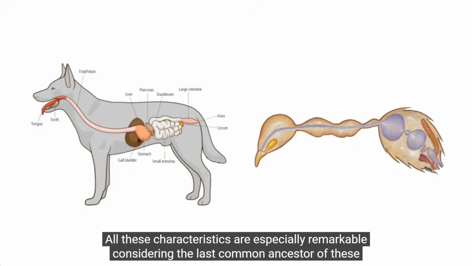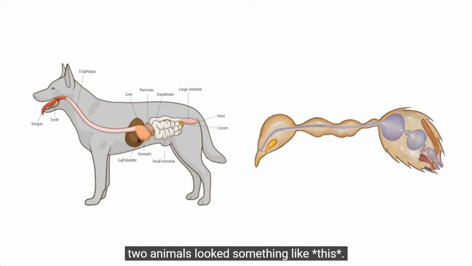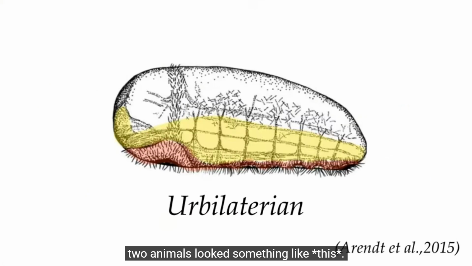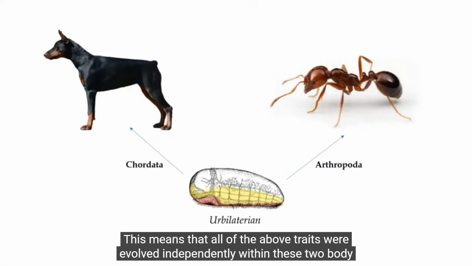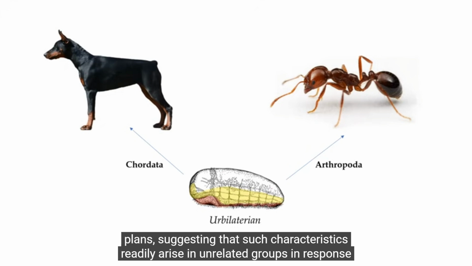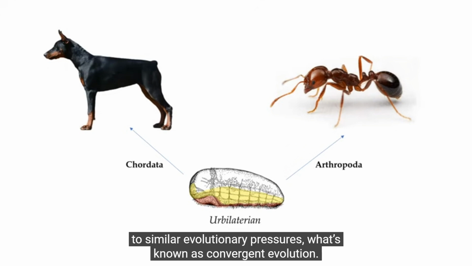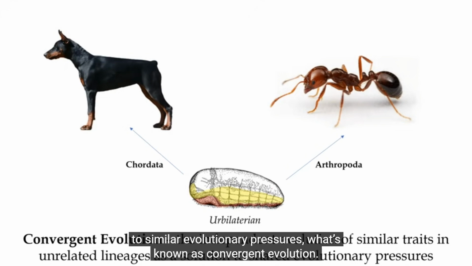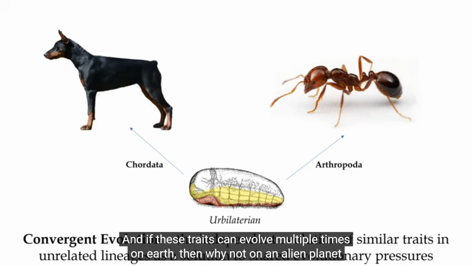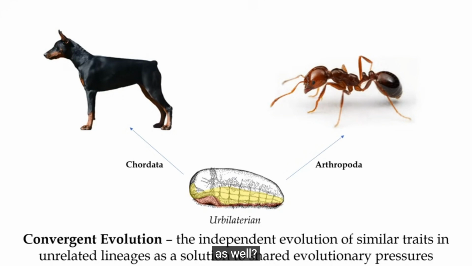All of these characteristics are especially remarkable considering the last common ancestor of these two animals looked something like this. This means that all of the above traits were evolved independently within these two body plans, suggesting that such characteristics readily arise in unrelated groups in response to similar evolutionary pressures, what's known as convergent evolution. And if these traits can evolve multiple times on Earth, then why not on an alien planet as well?